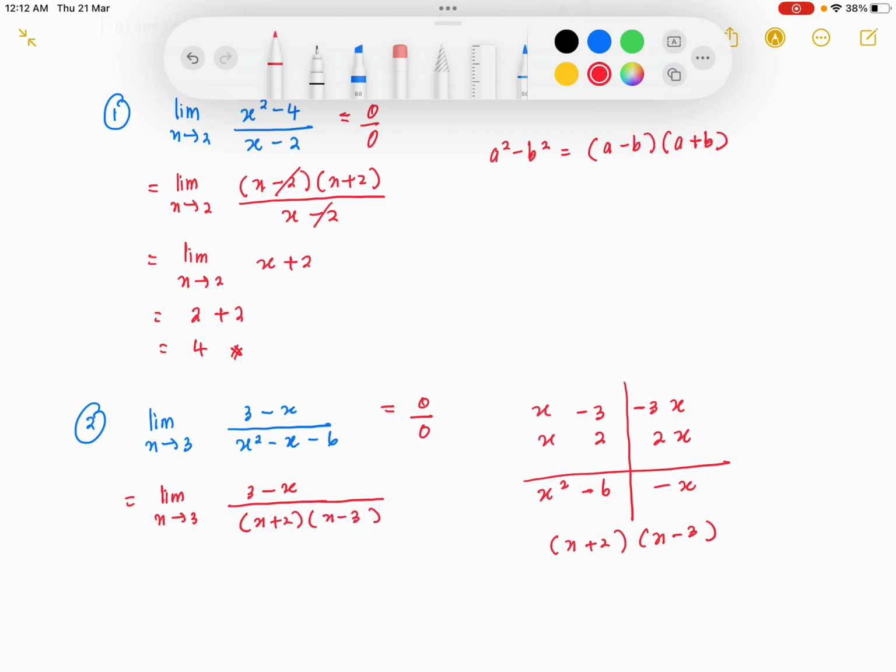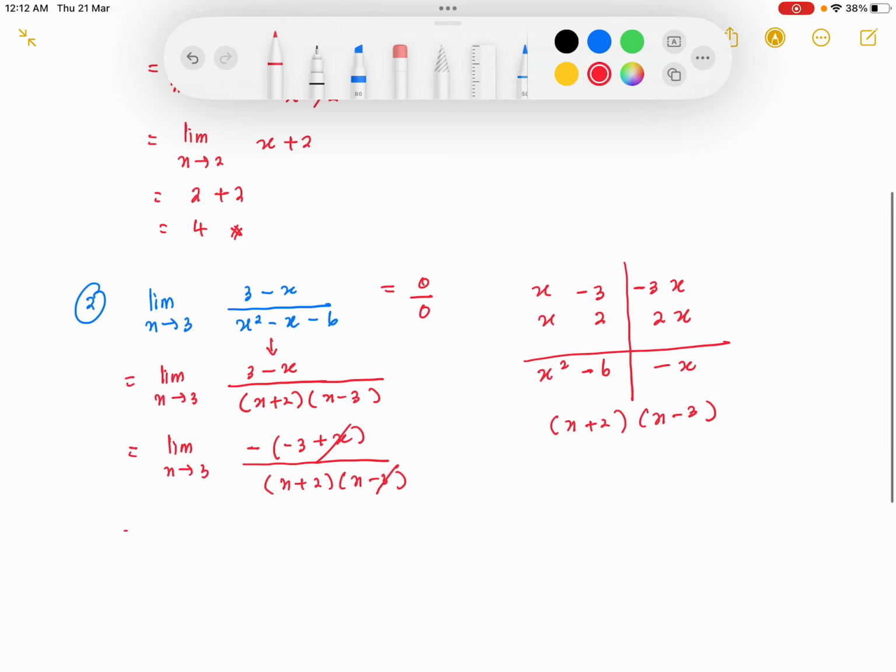And then we need to cancel out terms. But for this case, we can't cancel out x minus 3 with 3 minus x because they have different signs. So what we can do, at the numerator, we can factor out a negative. We get limit x approaches 3, negative, so we get negative 3 plus x. Negative 3 plus x is actually equal to x minus 3, over x plus 2 times x minus 3. So we can cancel out this term.